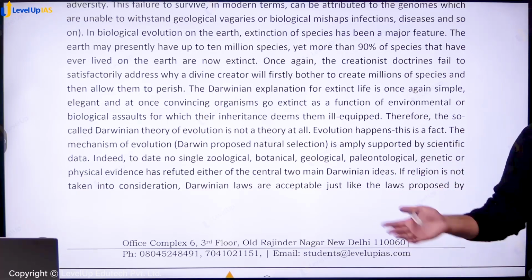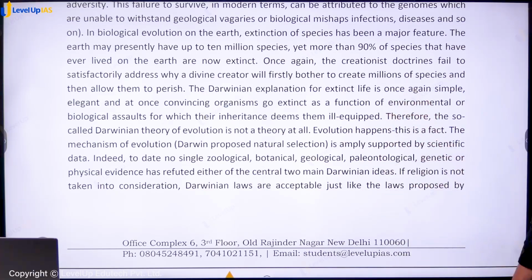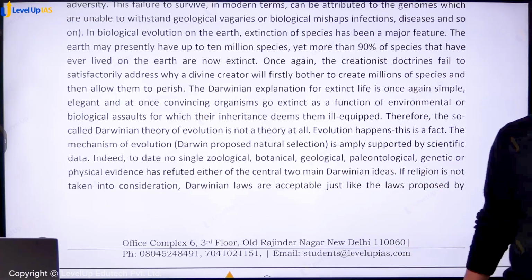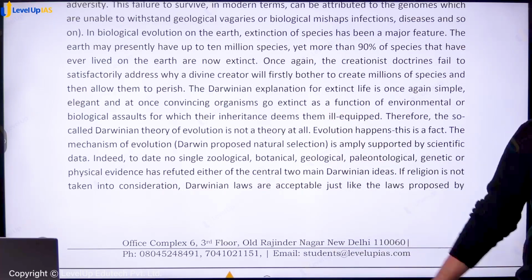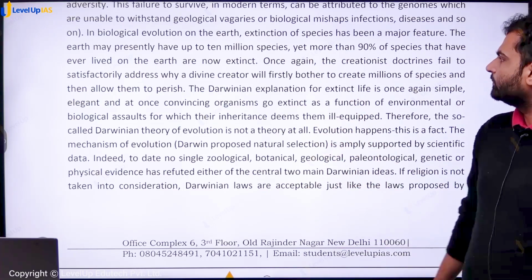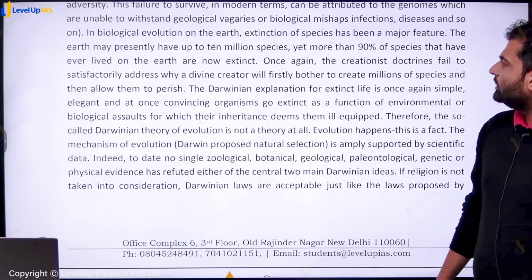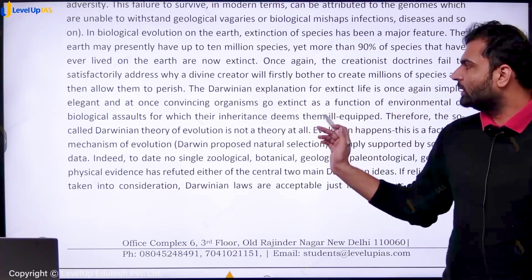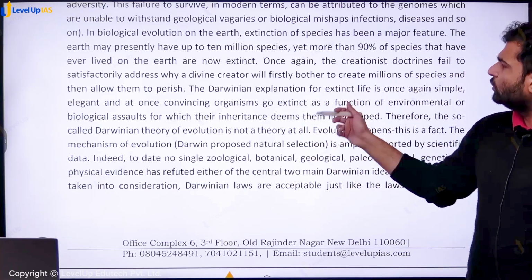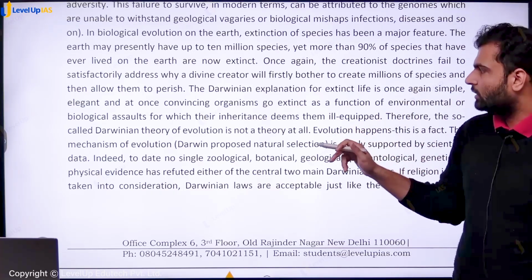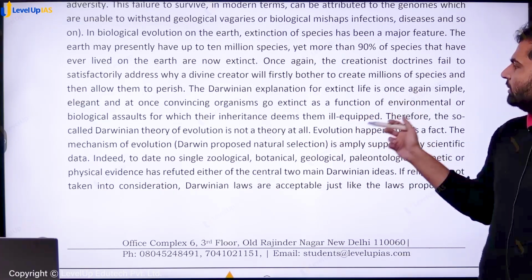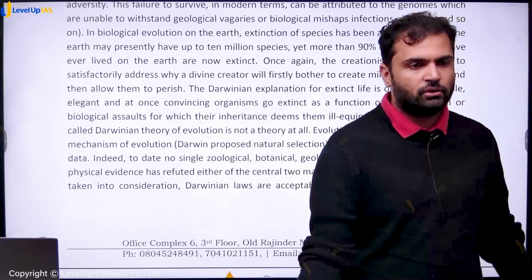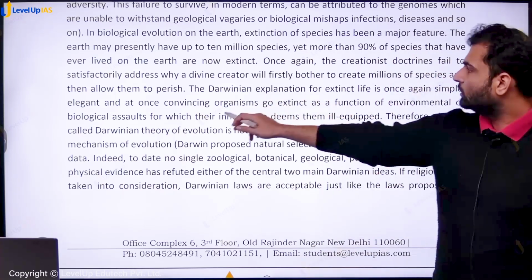Author is perhaps in mocking terms, mocking the creationists. Creationist like बाइबल में बोला जाता है कि एडम एंड ईव आए और उनसे दुनिया स्टार्ट हुई ना, all those things. That there is some creator who created the earth. Author is not agreeing with the creationist doctrine. The Darwinian explanation of extinct life is once again simple, elegant, and at once convincing. Organisms go extinct as a function of environmental or biological assaults for which their inheritance deems them ill-equipped. So Darwinism, author is clearly impressed by Darwinism, and he's saying Darwinism is very elegant and convincing.